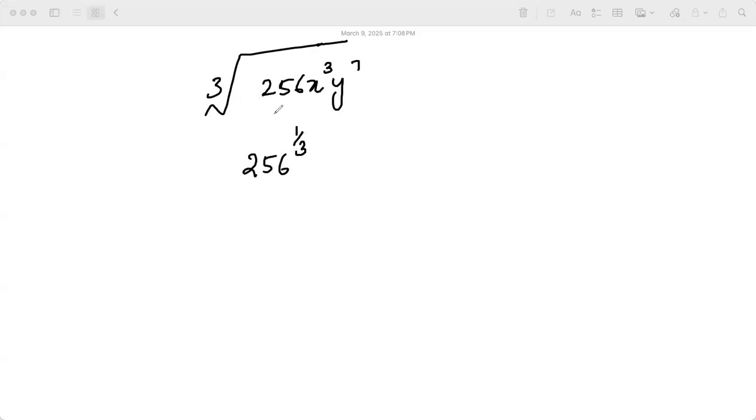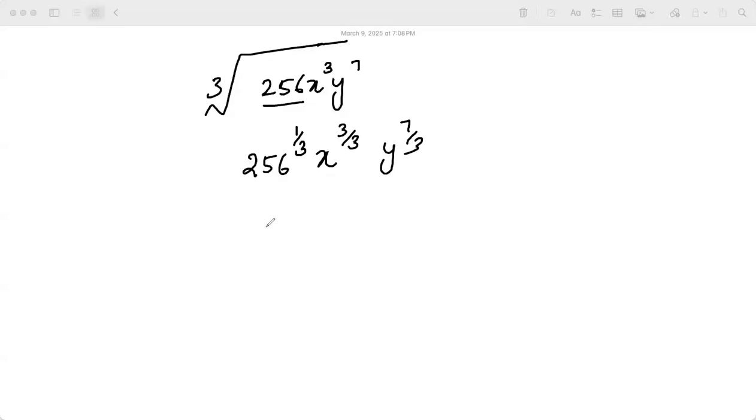How about this one? Third root of 256 x cube y power of 7. Can we simplify that? I'll go ahead and do it if that's okay. 256 power of 1 by 3. I'll write it to the rational power. X power of 3 by 3, y power of 7 by 3.